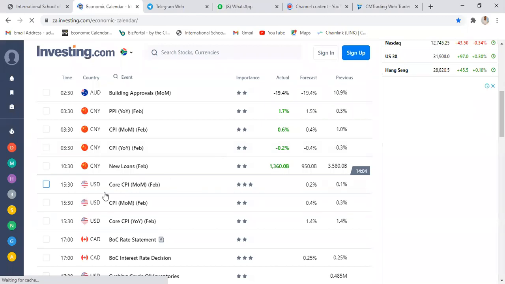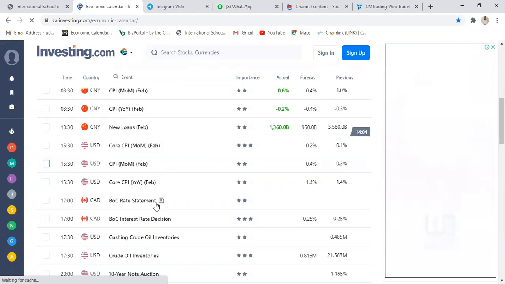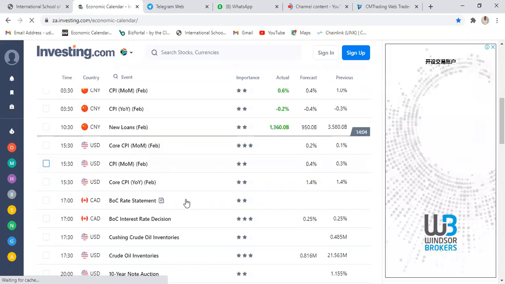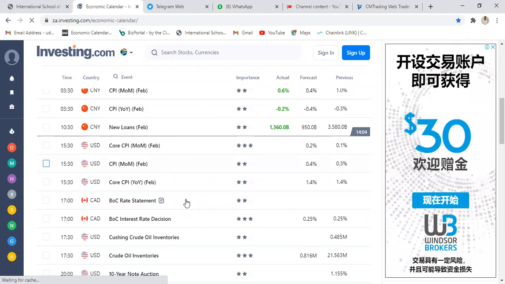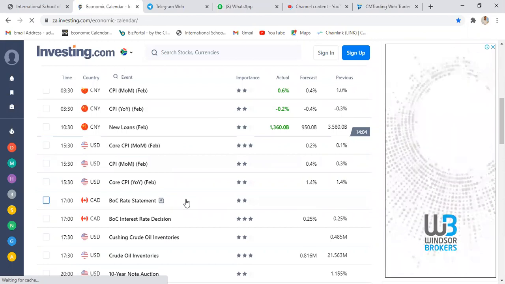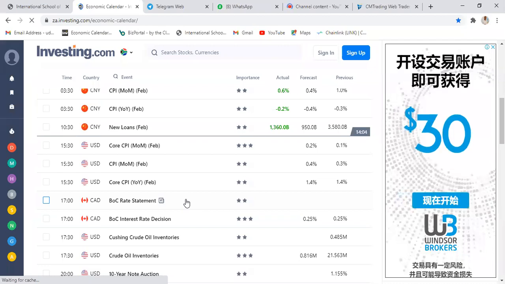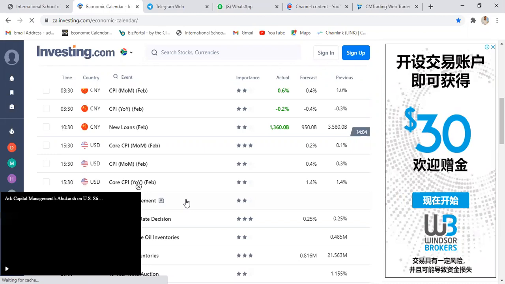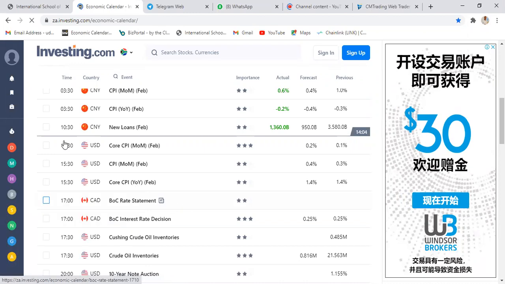Today what we're looking at is the core CPI month on month. The core CPI is the consumer price index, month on month, recorded in the US. This news will be released at 15:30 South African time and will affect the dollar. If you look at the importance here, you can see that it is high.